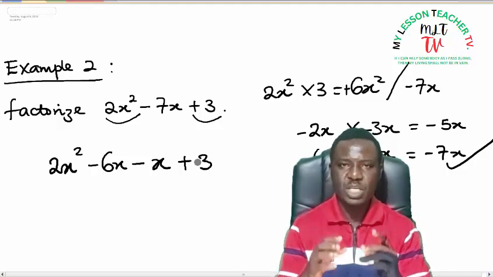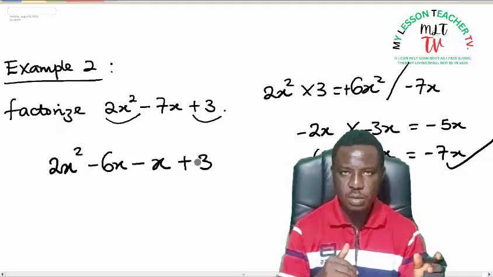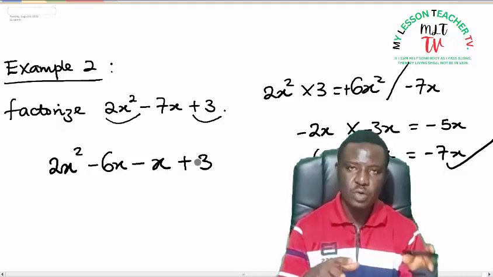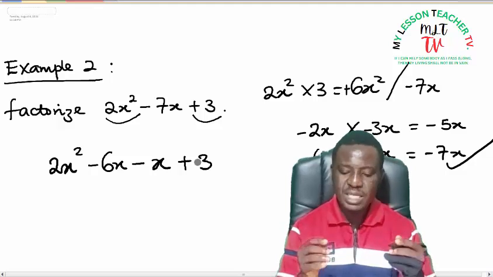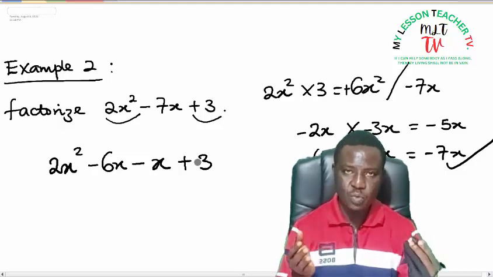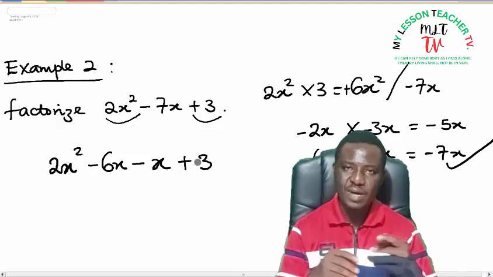So we have been able to express it as a four-term expression to make it simpler for us to factorize. So we can then factorize them in twos. You may decide to write minus x before minus 6x. Whichever way you place it, you still arrive at the same answer.